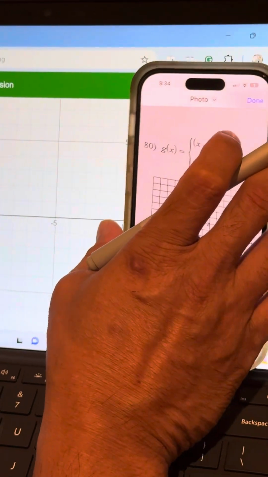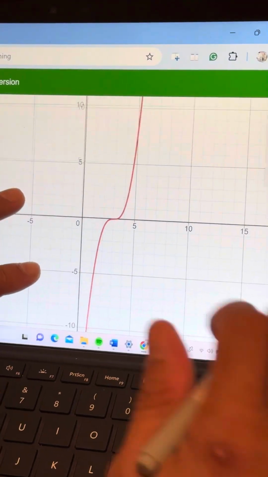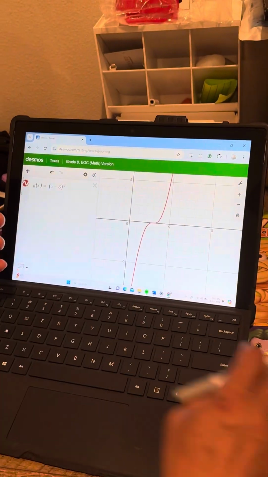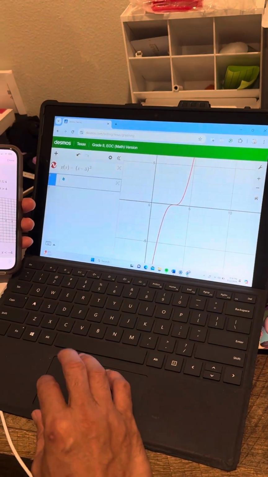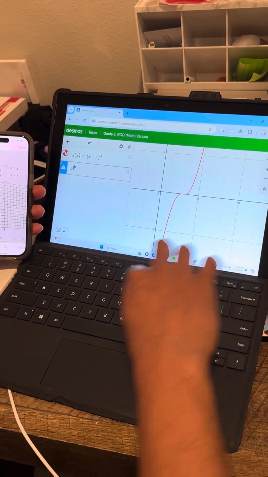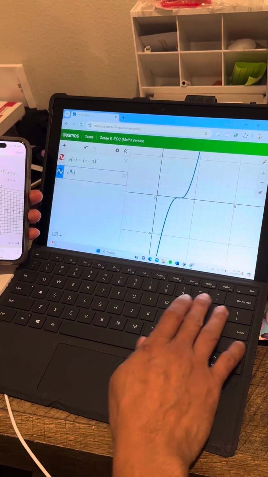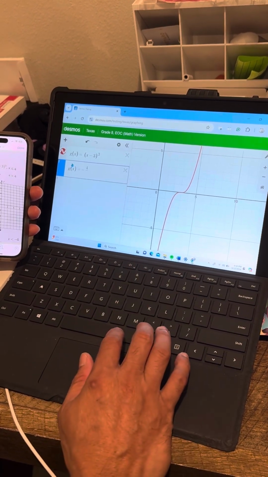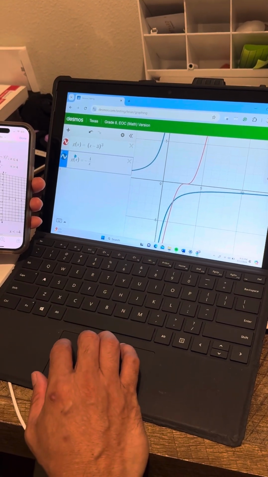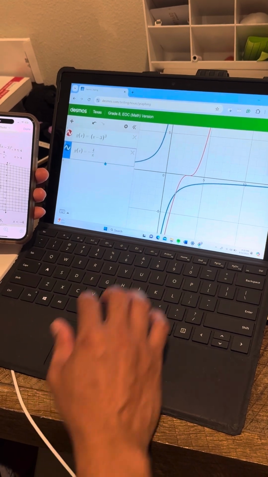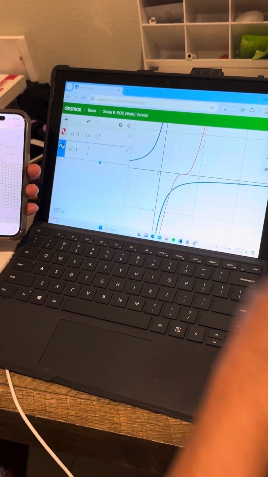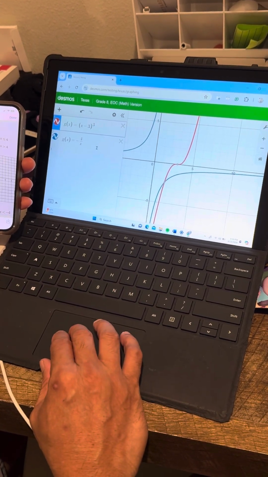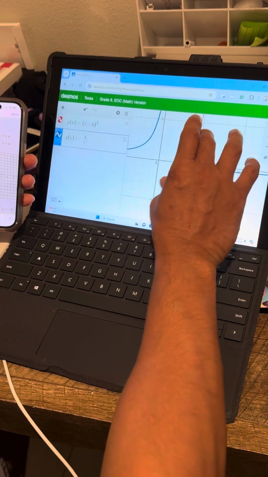Okay, now I'm going to show you that graph. That graph is this graph here. That's the first graph. The second graph is g of x equals negative 4 divided by x. So these are the two graphs, the red, which is this, and then the blue, which is this. Okay, now we're going to find out the condition.